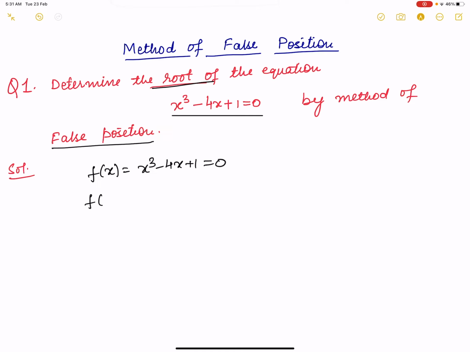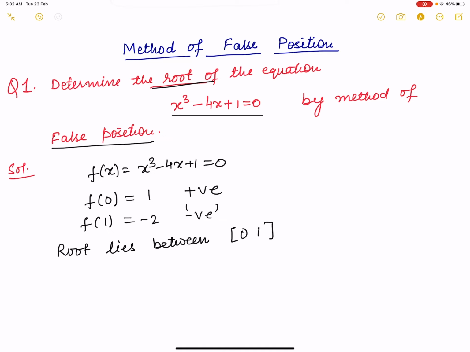Let us start with 0, and the value of the function at 0 is positive, it is 1. Let us find the value of the function at 1, and it comes out to be minus 2, which is obviously negative. So this ensures that the root lies between 0 and 1, where at 0 it is positive and at 1 it is negative.